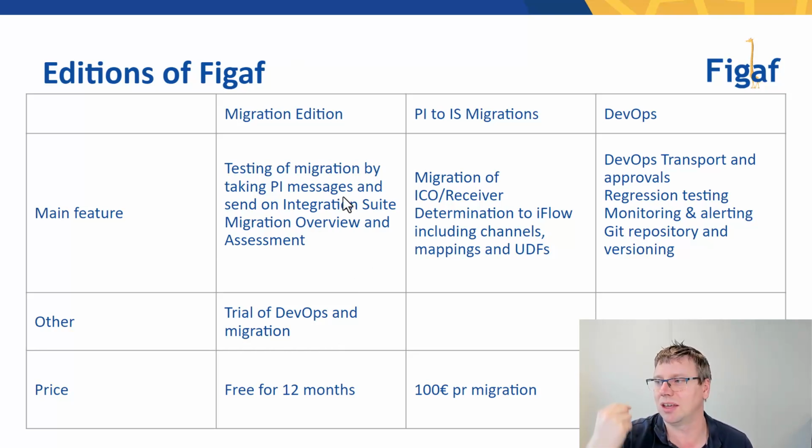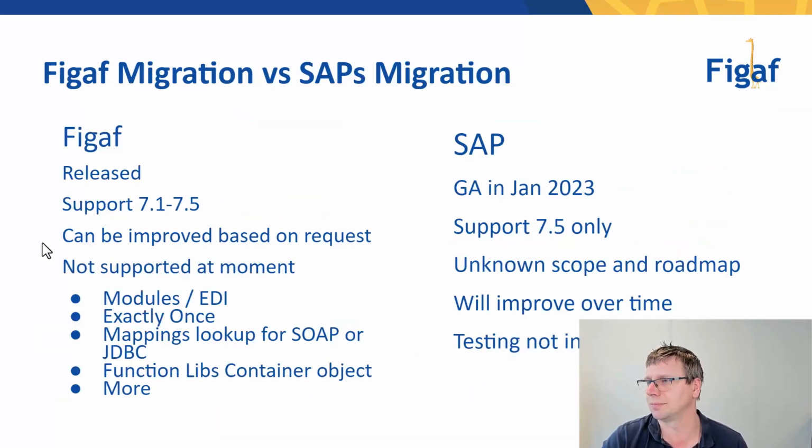If we look at it a little differently, the difference between these ones is the Migration Edition. This is about taking PI messages and replay them on CPI. It's free for 12 months, and it contains trial of the other ones. We have the migration that just takes IQ receiver determinations and migrates them. And then you can add the DevOps capability also to transport. It is all the same version, same code. It is just managed differently by our license server. So we can easily switch between these ones. It just is a matter of procurement processes.